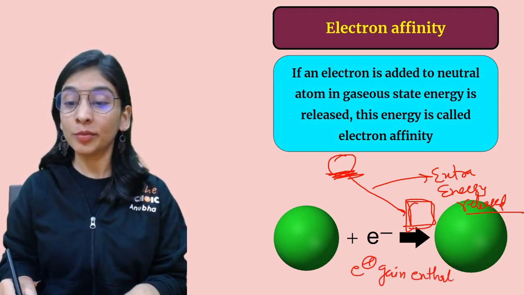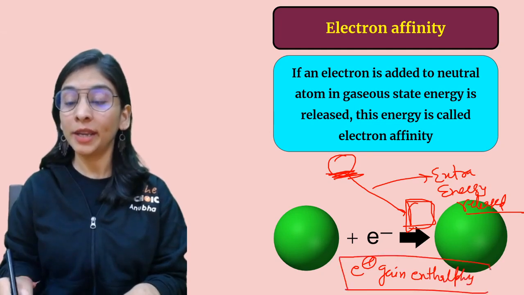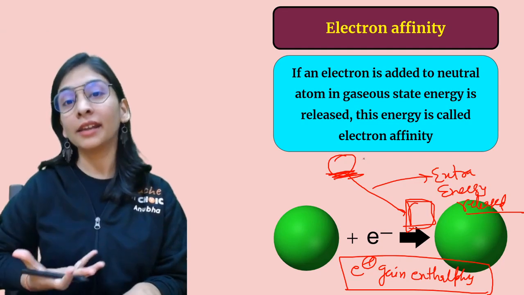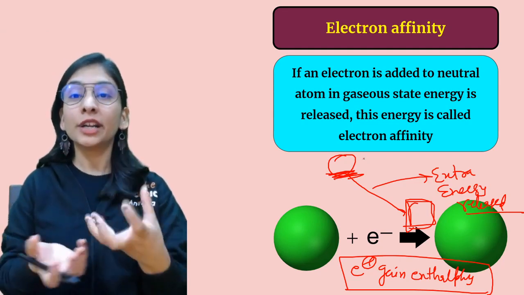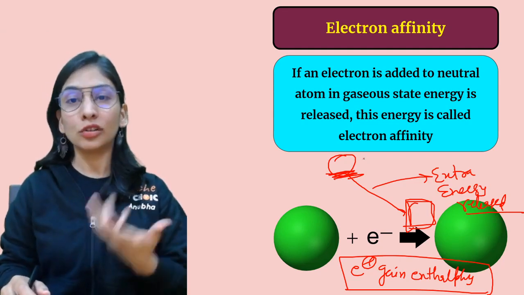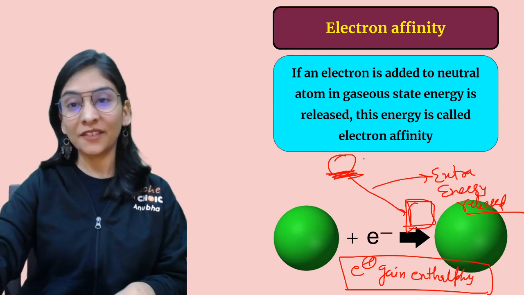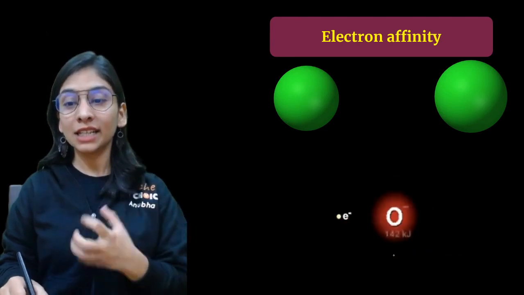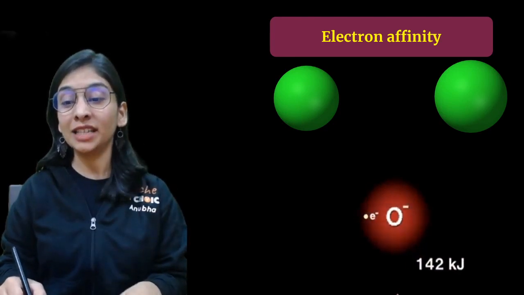Energy that's going to be released when an extra electron is added to the outermost shell of an isolated atom. Why isolated? Again, because we'll talk about a particular atom, what energy it is going to lose or gain. That's electron affinity, the love towards electron. And look at this: oxygen took that electron and releases the energy, 140 kilojoule.